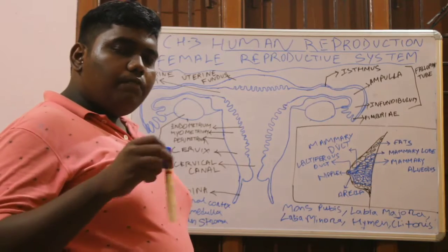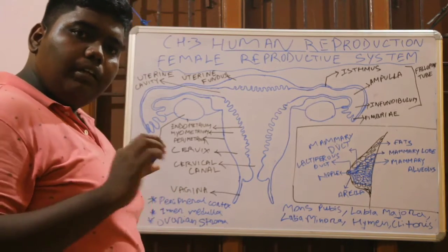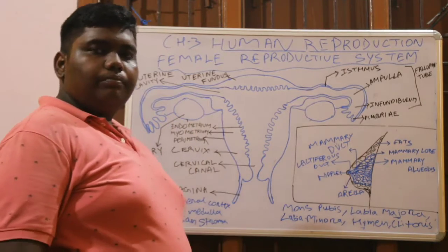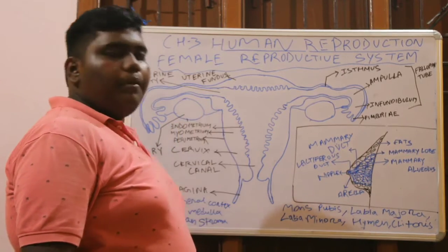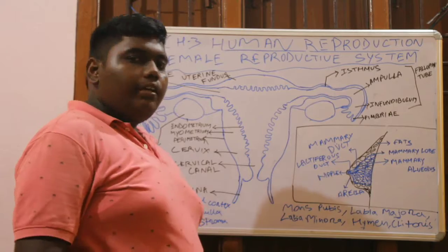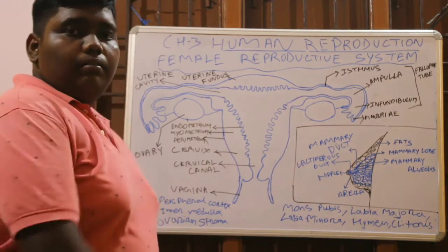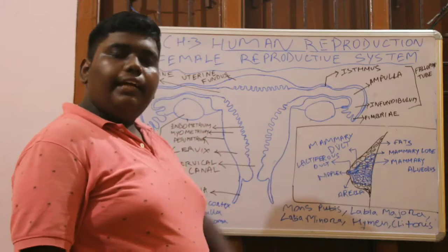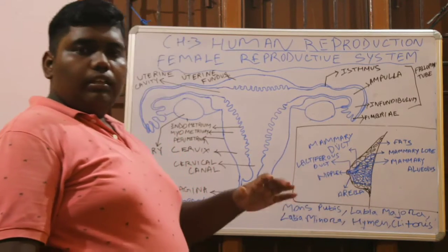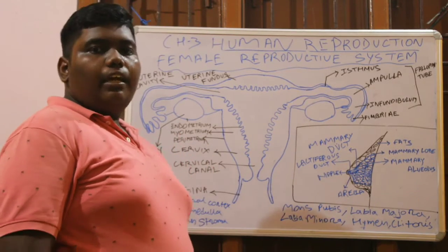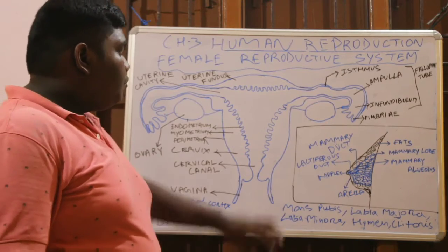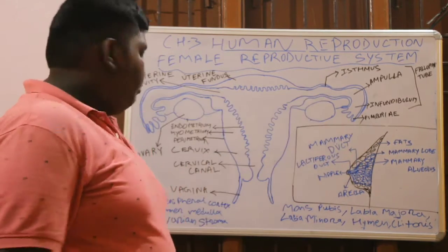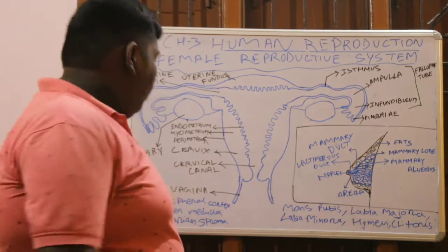Now, what are the functions of the female reproductive system? The functions are fertilization and growth of the baby, giving birth to the baby, and also taking care even after birth. And this is the organ that helps in taking care of the baby. Now we will learn about the different parts of the female reproductive system. First we will learn about the ovary.